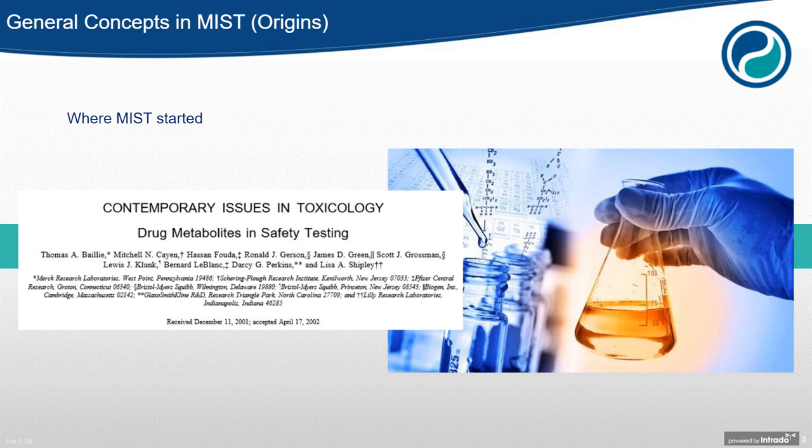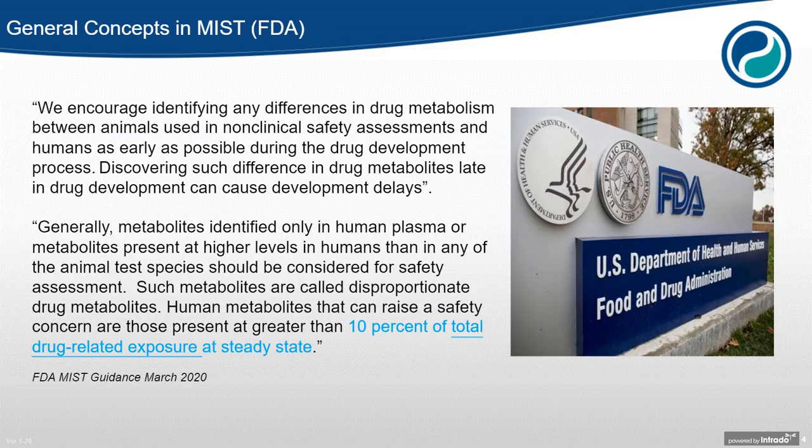Next slide, please. So here are two quotes from the FDA guidance issued this year. We encourage identifying any differences in drug metabolism between animals used in non-clinical safety assessments and humans as early as possible during the drug development process. Discovering such differences in drug metabolites late in drug development can cause development delays.